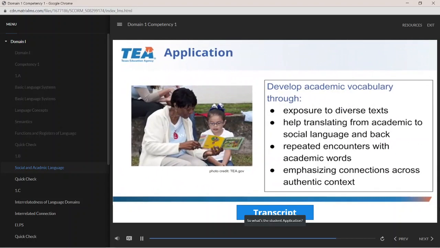So what's the student application? An ESL teacher can help English learners develop academic vocabulary through exposure to diverse texts, help translating from academic to social language and back, repeated encounters with academic words, emphasizing connections across authentic text.